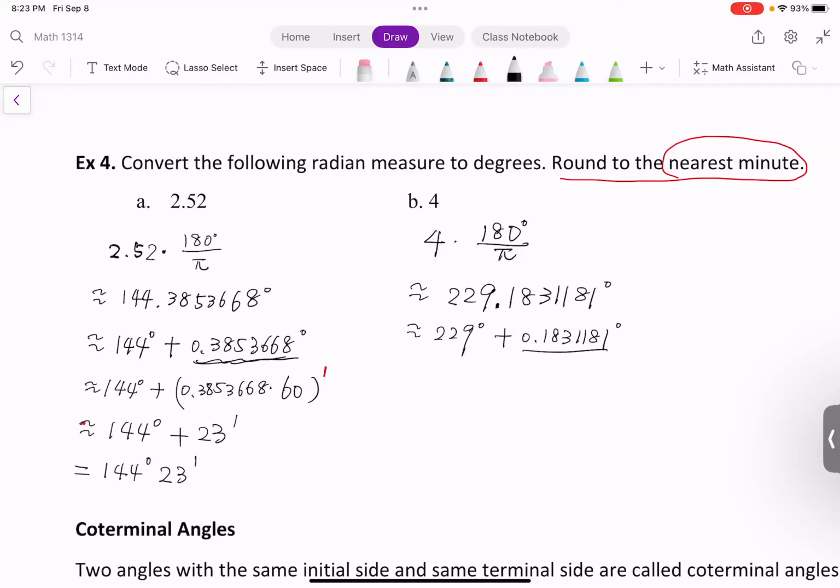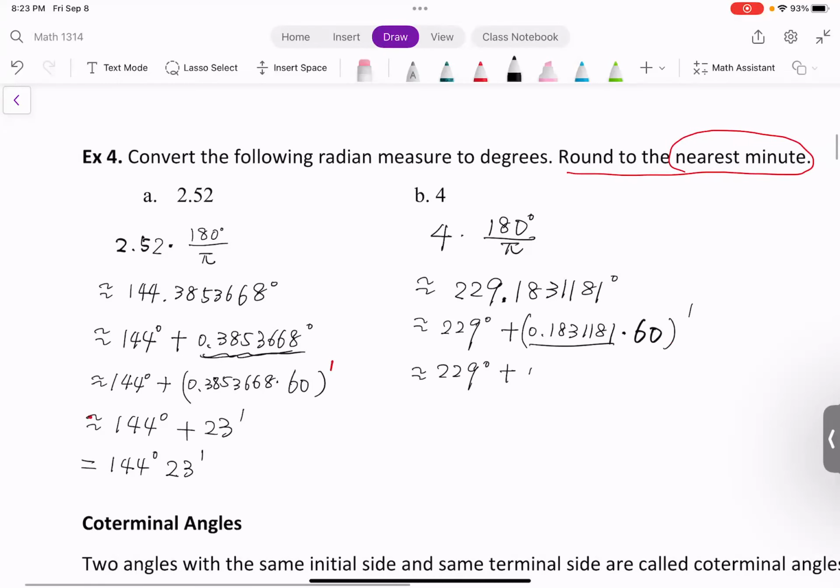So convert this one to be minutes. So use this. I can ignore one step. Use this, multiply by 60. Then I can change the unit here. I make a minute here.